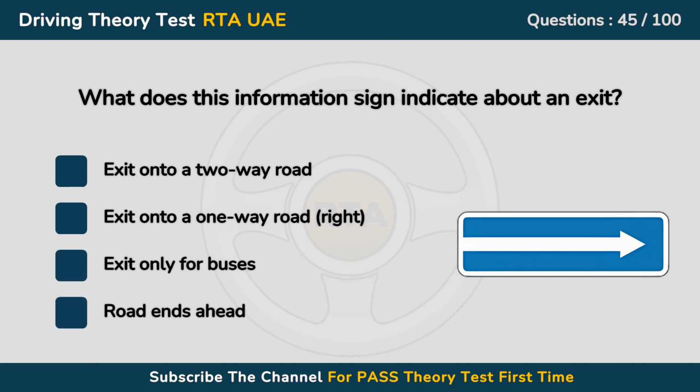Onto a highway, use the acceleration lane to match the speed of the existing traffic, signal your intention, and merge smoothly when safe. Question 49. What does this prohibitory sign indicate? A. Maximum speed limit of 50. B. Minimum speed limit of 50. C. Recommended speed of 50. D. End of speed limit.